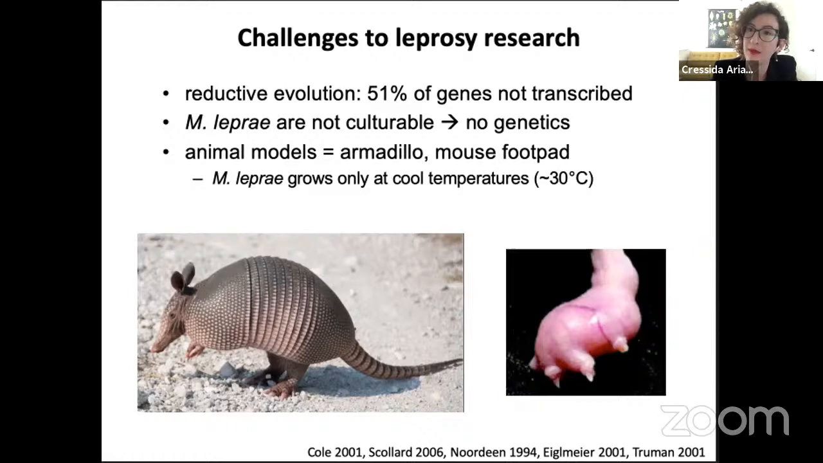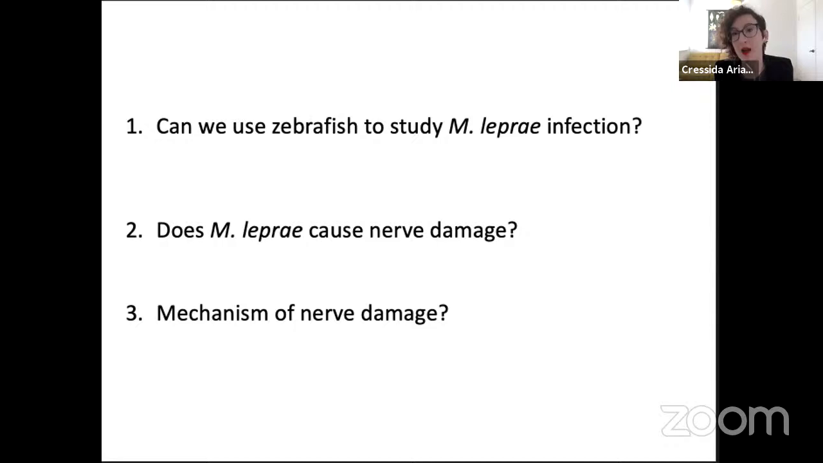So when I began this project, the questions I wanted to answer were, first of all, is it possible to use zebrafish to understand early events in M. leprae pathogenesis? Then is it possible that M. leprae can also cause nerve damage in zebrafish in addition to humans and armadillos? And finally, I wanted to use some of the really great genetic and imaging tools in zebrafish to understand the mechanisms of this early nerve injury.